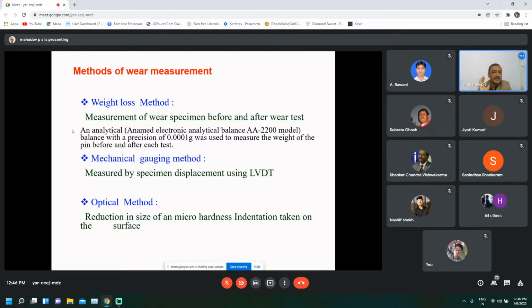The second one is the mechanical gauging method. That is measured by specimen displacement using an LVDT, which is present on the tribometer. That is the height loss method. The first one is weight loss, the second one is height loss. The third one is the optical method, the reduction in size of a micro hardness indentation taken on the surface. The most commonly used and easier method is the weight loss method, used by researchers and scientists all over the world.